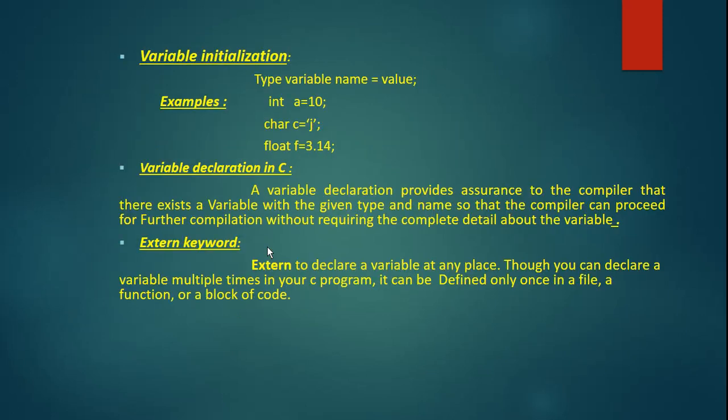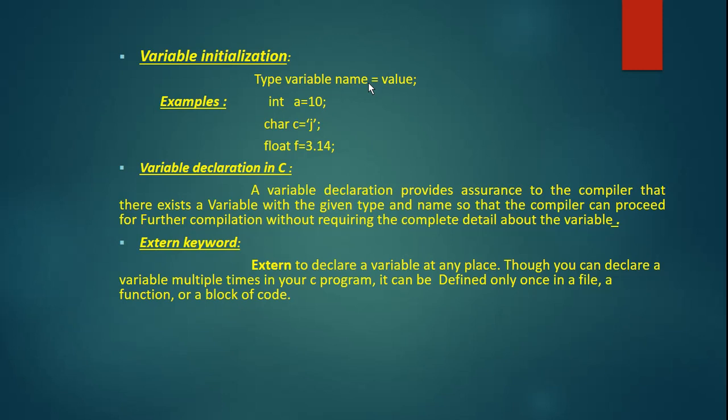Next, let us see variable initialization. How can variables be initialized? Let's see the syntax first. Type space variable name is equal to value semicolon. This is the way we initialize variables. In the example, I am initializing the value 10 to the integer a. Here, int space a equal to 10.